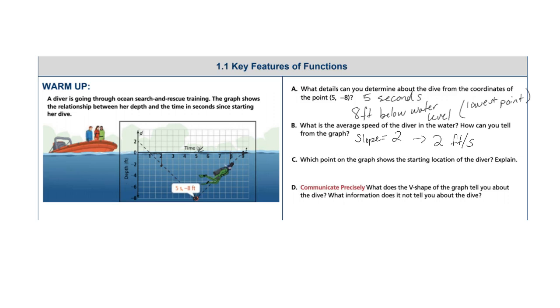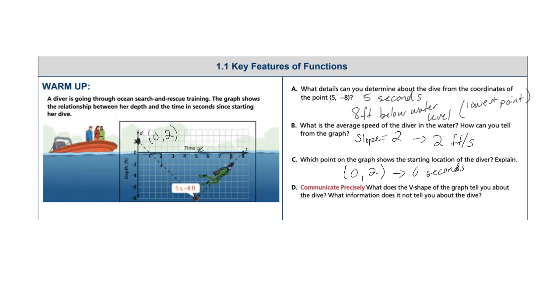Now, which point on the graph shows the starting location of the diver? So where did he first dive from? Well, that'd be the beginning of the graph right here, which is at (0, 2). So our point is (0, 2) as the starting location of the diver. And this is the point at 0 seconds, because at 0 seconds is when he started the dive.